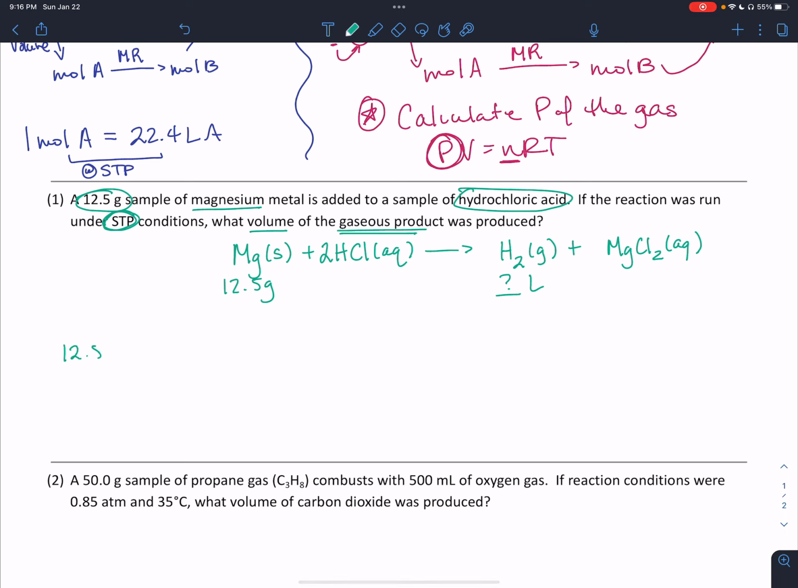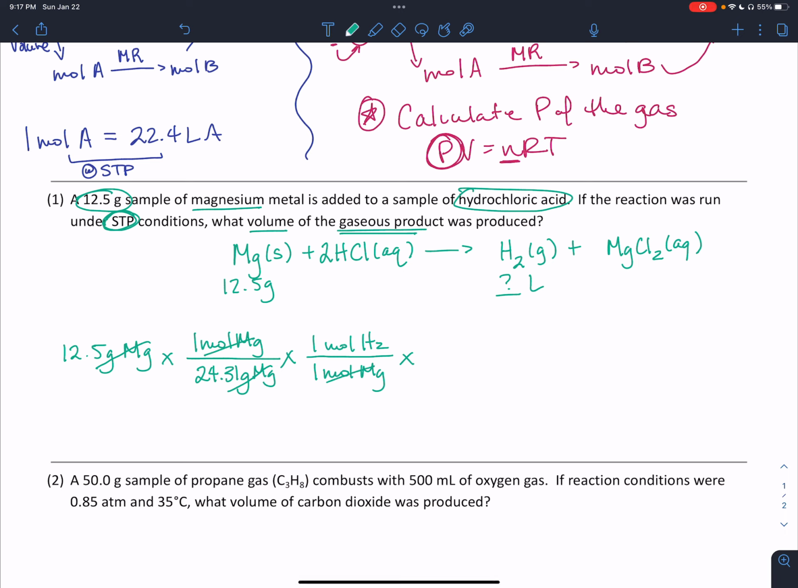So we'll start with our 12.5 grams of magnesium. Our first step is going to be to convert to moles, so we'll need our molar mass. 1 mole of magnesium has a molar mass of 24.31 grams. That should look familiar. That's going to cancel our magnesium. We're going to move next from moles of magnesium to moles of H2 using our mole ratio. If we look at our coefficients, 1 mole of magnesium produces 1 mole of H2 gas. That should also look familiar, and that'll cancel our moles of magnesium.